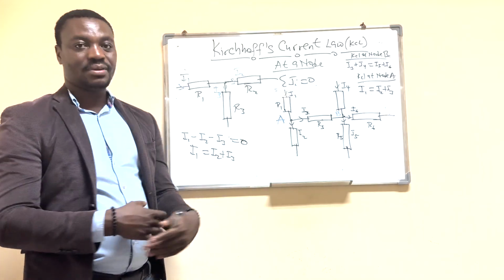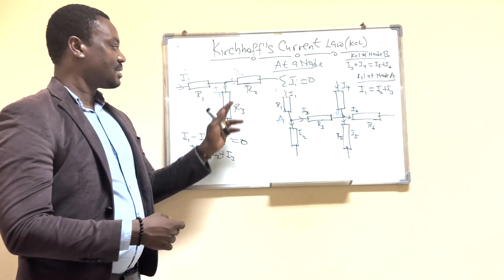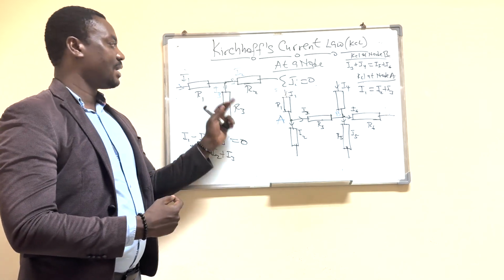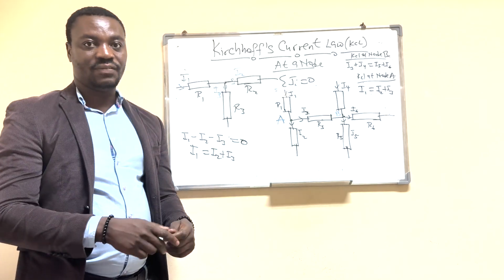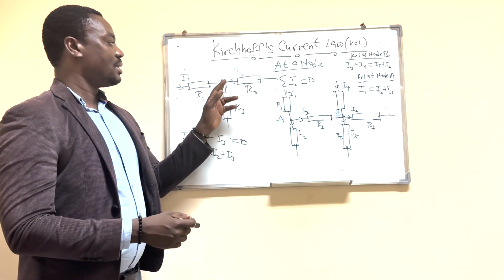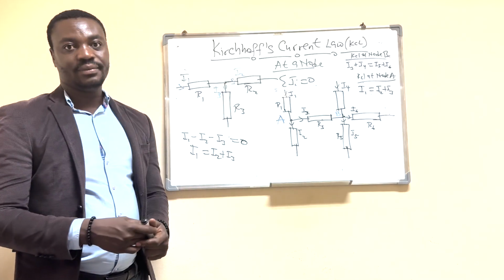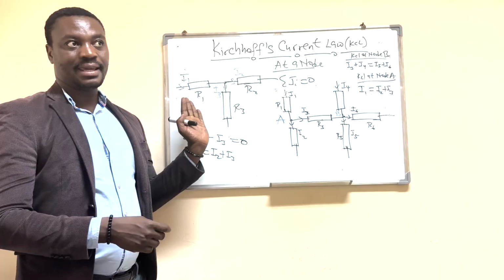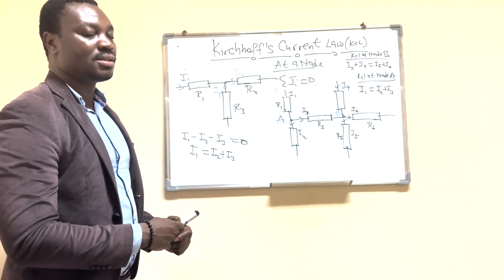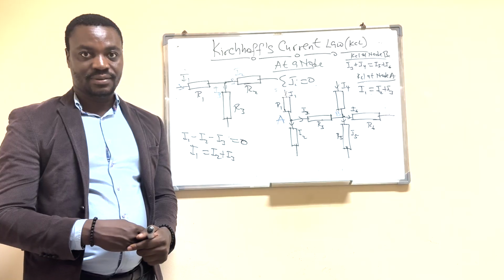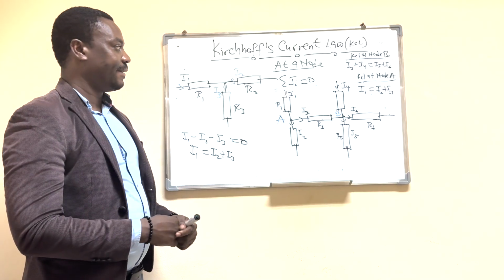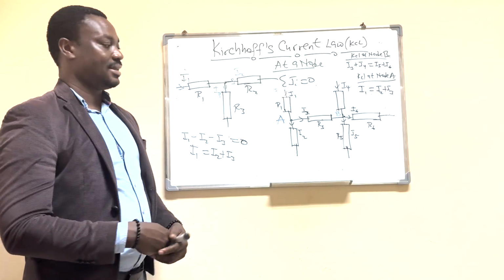Now what do you mean by algebraic sum? Here, we are going to be looking at the currents that are entering the node and the currents that are leaving. What we tend to do is indicate the currents that are entering as positive, and those that are leaving as negative. Right? And then we have an example here.